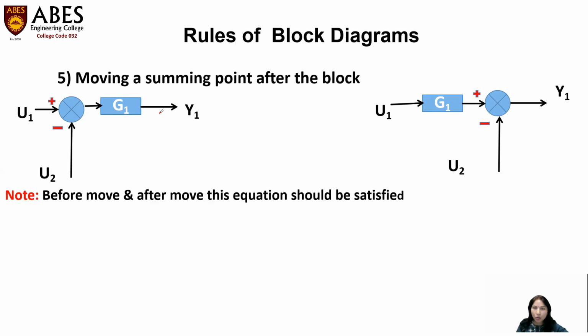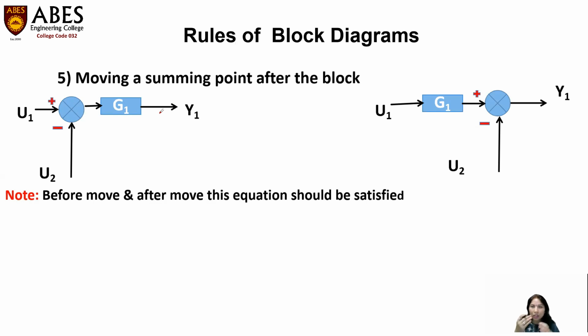Why are we doing all such things? As I told you, while doing a block diagram reduction technique, always remember one thing: a complex system has a number of blocks. We want to reduce those blocks into a single block, and then by using that single block we will find the transfer function. It becomes very, very easy to determine the transfer function from the single block, right?